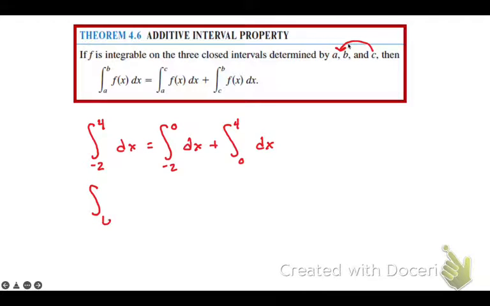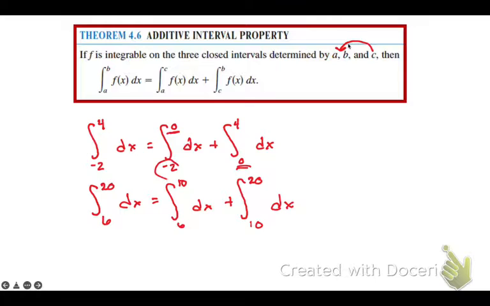But could we go from 6 to 20? Could I break it up from 6 to 10, and then from 10 to 20? Yes, we could. The thing about it is the upper limit of one is the lower limit of the other. Now, could I split it up into 3 or 4? Yes, but why would we? Correct?